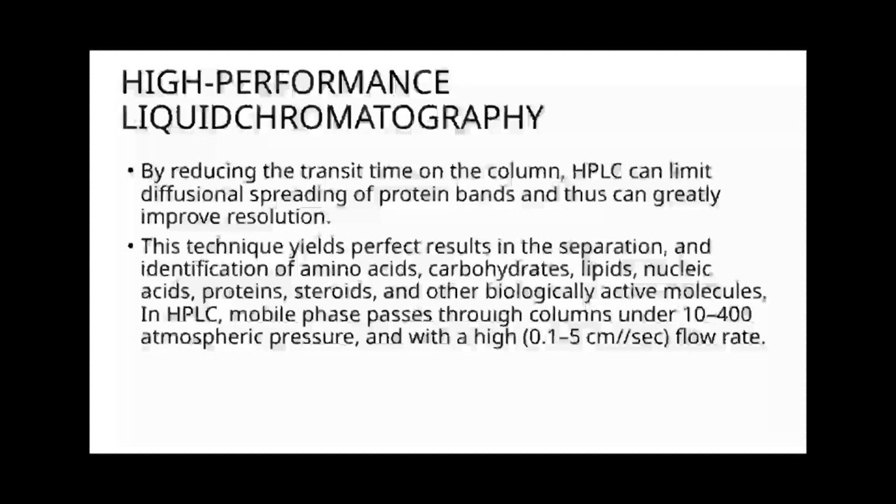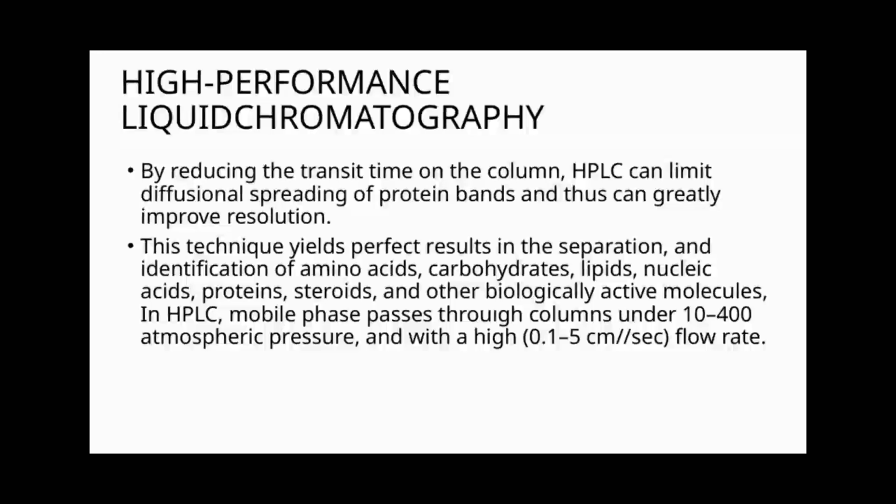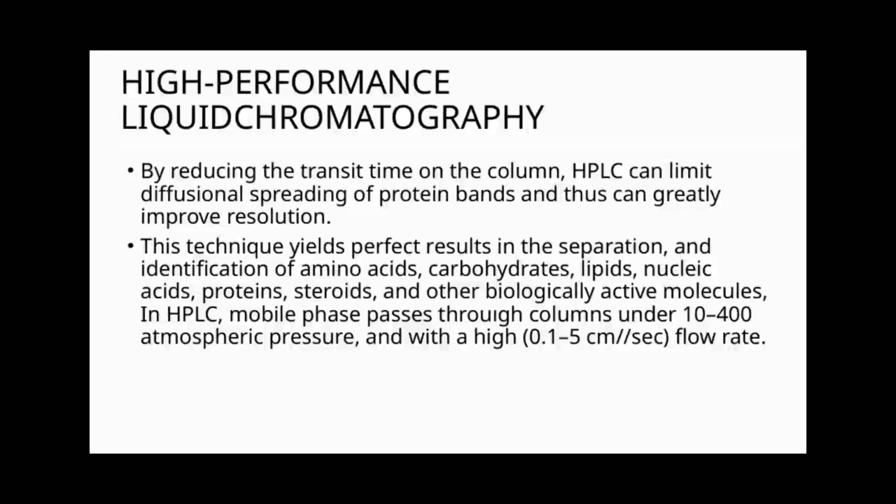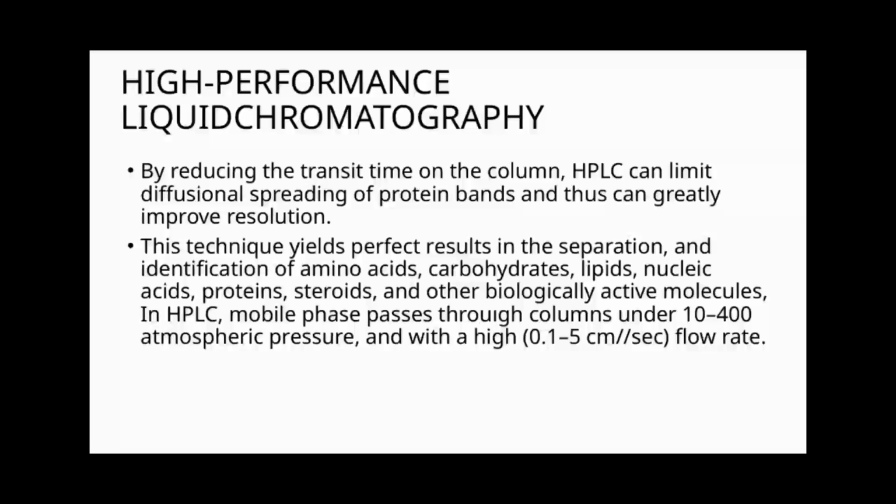This technique yields perfect results in the separation and identification of a wide range of molecules, including amino acids, carbohydrates, lipids, nucleic acids, proteins, steroids, and many other biologically active molecules. In HPLC, the mobile phase passes through the columns under a pressure range of about 10 to 400 atmospheres. This high pressure helps push the mobile phase and the sample through the column efficiently.